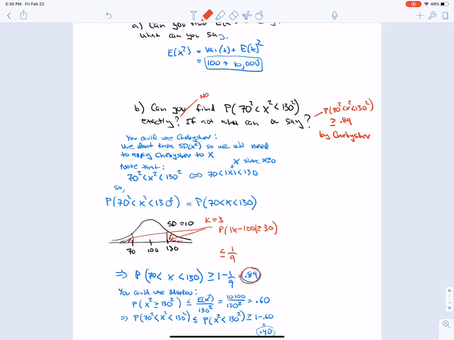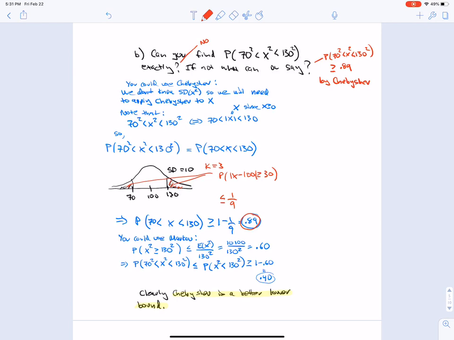Well, we can't do it exactly, but we could do it with Chebyshev. We don't know what the SD of X squared is, but 70 squared is less than X squared is less than 130 squared exactly when 70 is less than the absolute value of X is less than 130, and the absolute value of X is just X, since X is non-negative. So the probability we're looking for is just equal to the probability that X is between 70 and 130. And we know how to find the probability of the tails using Chebyshev. Here k is 3, so that's less than or equal to 1 over 9.